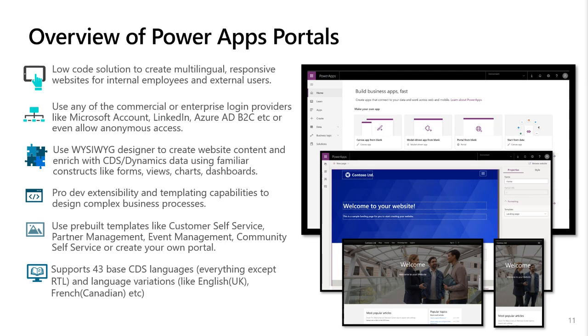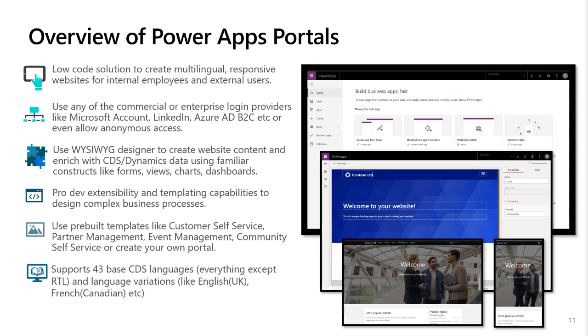You can leverage the Portal Studio, which has the WYSIWYG designer, which you can use to create website content, and you can bring in data from Dynamics, that is your Common Data Service data, using some of the familiar constructs like the forms, views, charts, dashboards, which you might already be familiar with from the model-driven app session previously. Portals does have a pro-dev extensibility element, and there are existing templating capabilities in case you want to design some complex business processes.